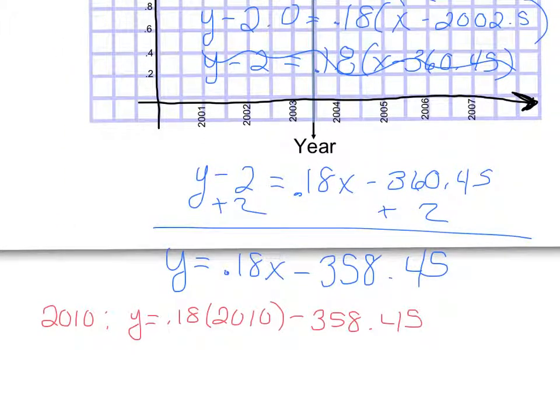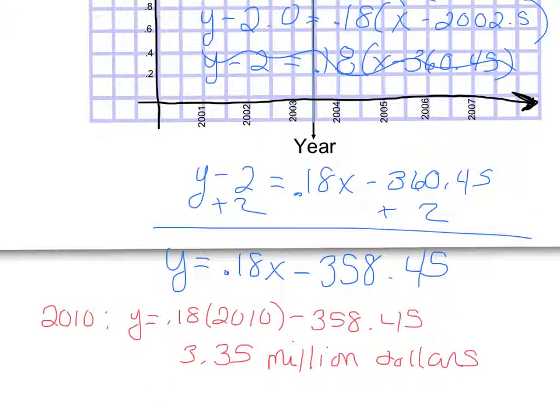so finding the cost in 2010. So here's my equation after I added the 2. And finding the cost in 2010. Remember, 2010 is my x value. The year is my x value. So I plug 2010 in for the x in my equation. And now I just put this into my calculator. So 0.18 times 2010 minus 358.45 gives me $3.35 million. So a pretty expensive commercial.